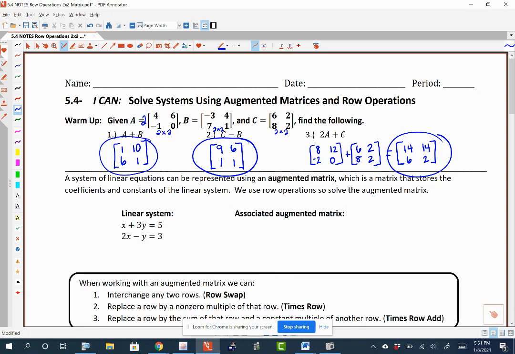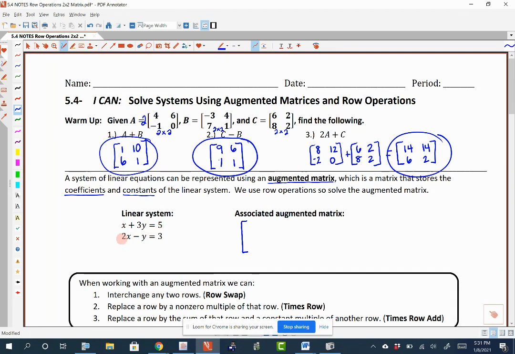So it says that a system of linear equations can be represented, remember we have this vocabulary word, by an augmented matrix. So this is a matrix that stores the coefficients and the constants of a linear system. And we're going to use row operations to help us solve this. So let's just remind ourselves, if we have this linear system here, x plus 3y equals 5 and 2x minus y equals 3, I can write an augmented matrix, which has our bracket, and I can take the coefficients and the constants from each of these equations.